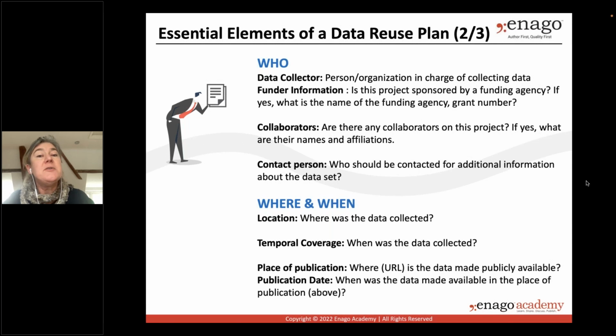Who's doing this? Who's the data collector? Who are the funders? Who are the collaborators? And most importantly, who is the contact person for all of this? And you've also got the location where the data was collected, when the data was collected, and again, everything being as specific as possible. Where possible, use persistent identifiers: use Research Organization Registry identifiers, for instance RORs, use grant IDs, and ORCIDs for the people as well. So where possible, make these things persistent.